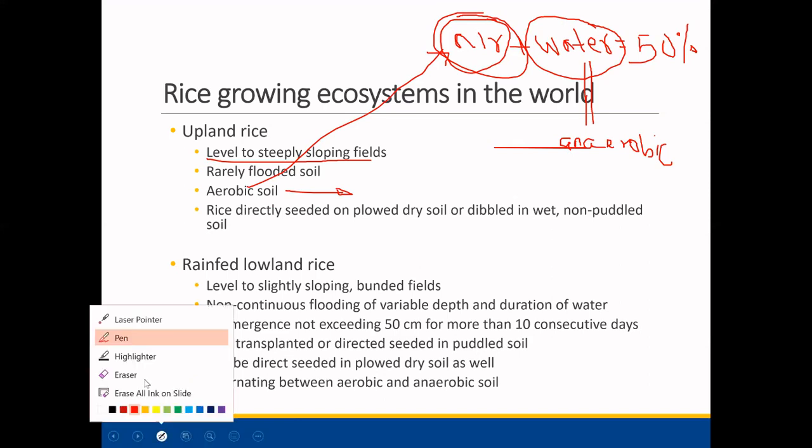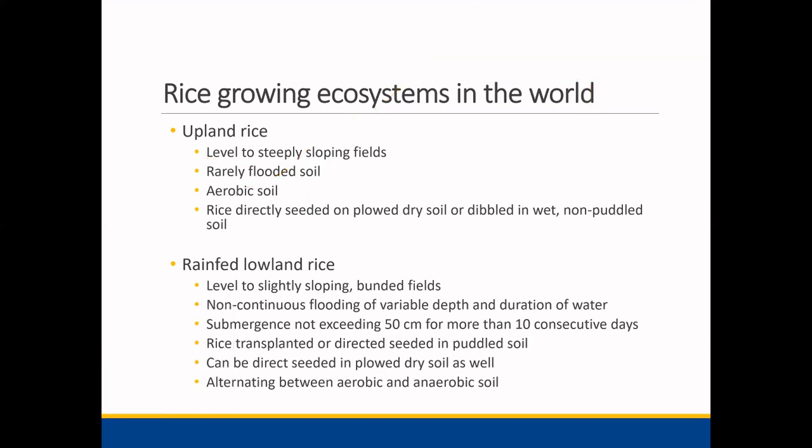Okay, so since this upland rice is in the high elevation, it's not under flooded conditions, so the soil is aerobic. That means a substantial percentage of air will be there in the soil. And then rice in the system is directly seeded on plowed dry soil, or dibbled in wet non-puddle soil. Dibbled means you make a hole and then you just plant, using planters, planting equipment.